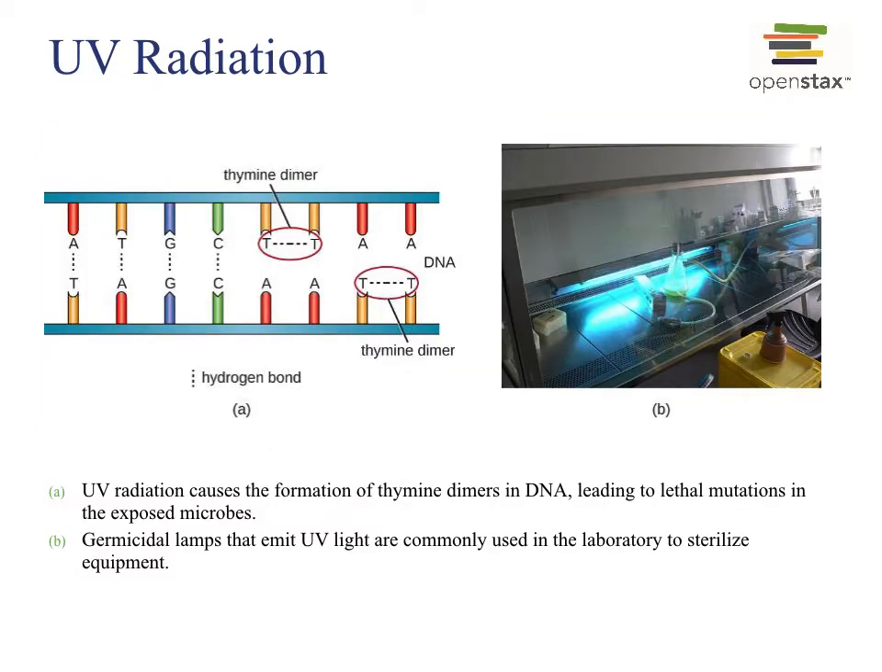Another method is the use of radiation. Ultraviolet radiation causes changes to DNA, the formation of these thymine dimers, that if enough of these form, it will kill a microbe. Again, this can have effects on people. This is not so great for people. And this can also change the quality of materials. And UV light in particular doesn't penetrate well.